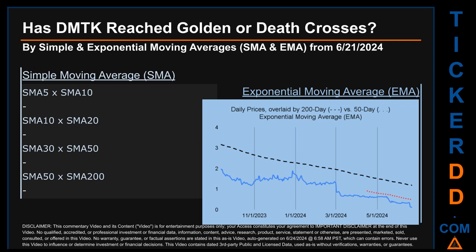Continuing with SMA, we looked across the 5 to 10, the 10 to 20, and the 30 to 50-day ranges to see if golden and death crosses had been reached. We could not find either a golden cross or a death cross signal for the 5 to 10, the 10 to 20, the 30 to 50, the 50 to 200.